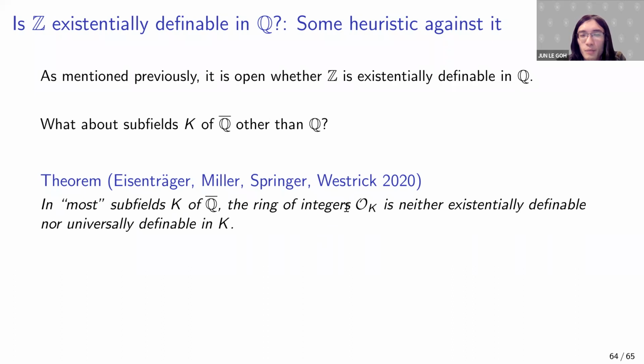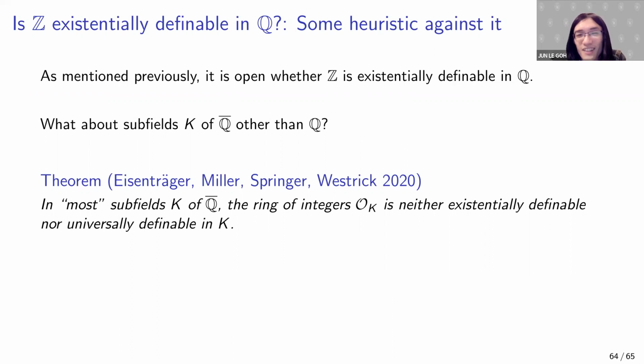But let me just say a bit about what this theorem might be suggesting. It tells us that for a lot of these Ks, we should not hope to find an existential definition for the ring of integers. So if somehow Z was existentially definable in Q, then there would be, in a sense, a special property of Q.